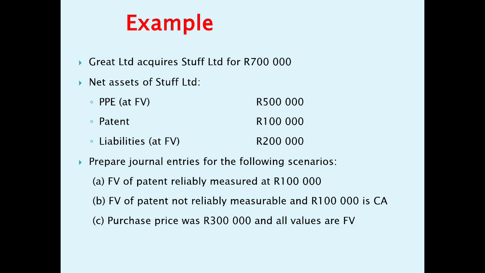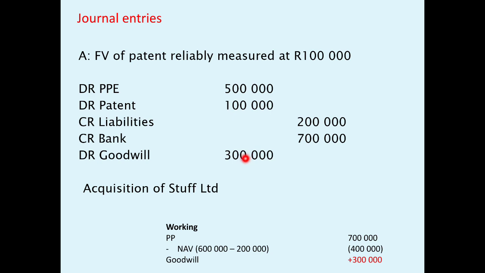Why? You bought it for more than the net asset value of the business. You see? So it's worth 400,000, but you paid 700,000. So 300,000 would be goodwill. And goodwill is an asset, so you debit goodwill. And guess what? Debits equal credits. Obviously debit has to equal credit.